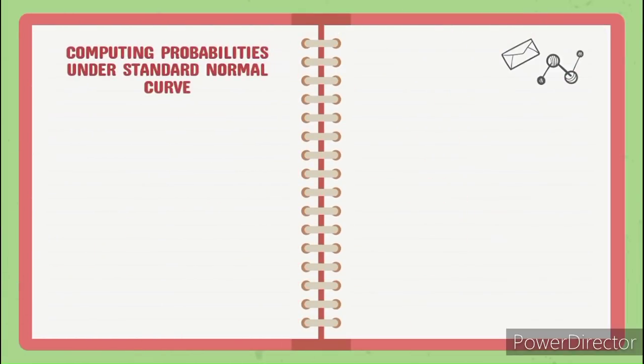Computing probabilities under standard normal curve. We will be considering 5 conditions. First is right of Z positive. Kung ang given is right of Z positive, ang tatandaan mo lang dyan is 0.5 minus the given Z value. 0.5 is constant.